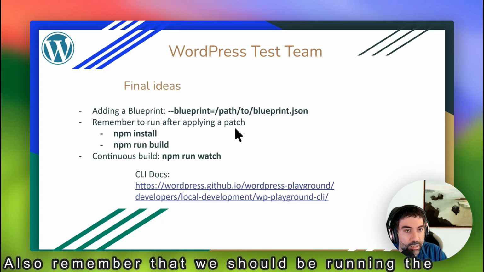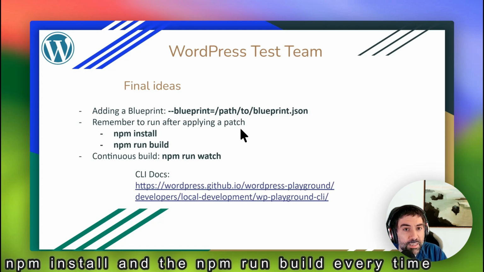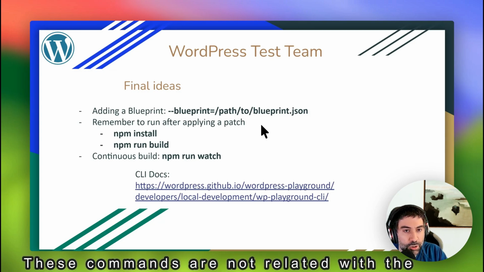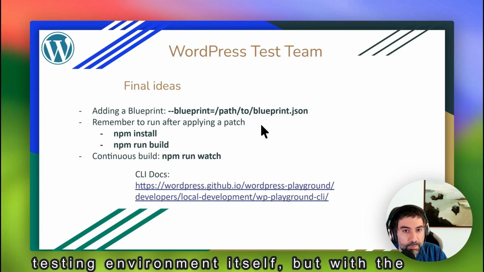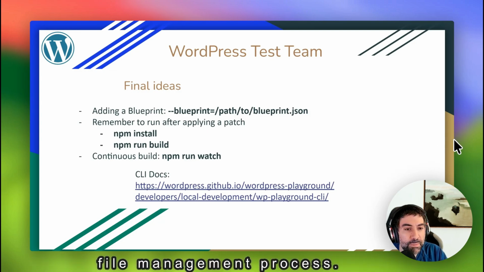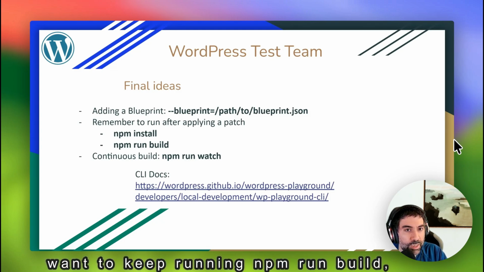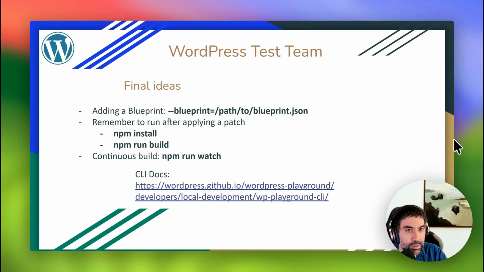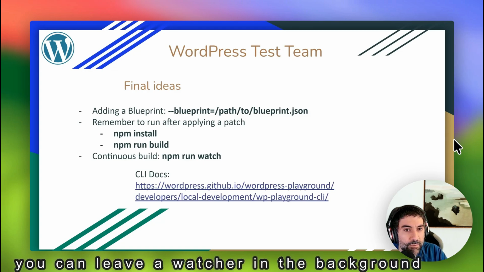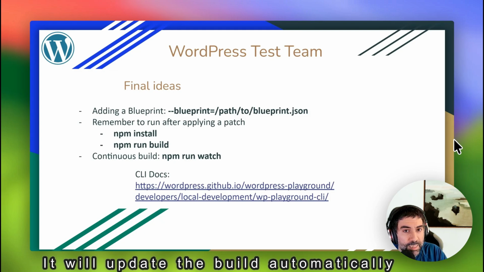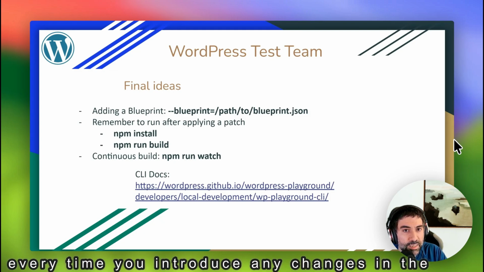Also remember that we should be running npm install and npm run build every time you pull data from the Git repository. These commands are not related to the testing environment itself, but to the file management process. If you don't want to keep running npm run build, you can leave a watcher in the background with npm run watch. It will update the build automatically every time you introduce any changes in the src folder.